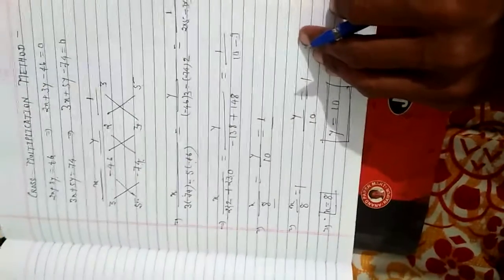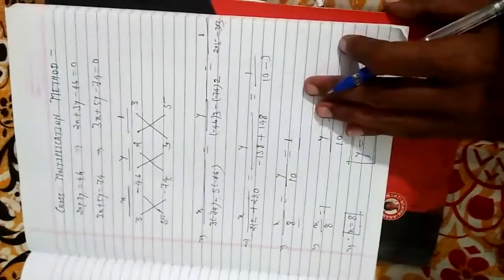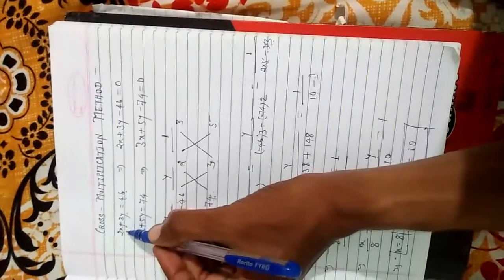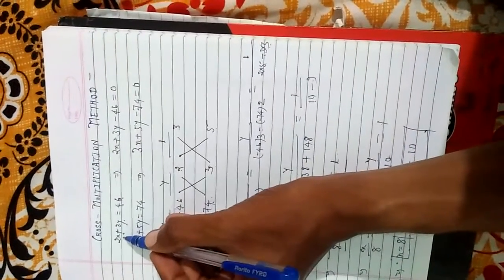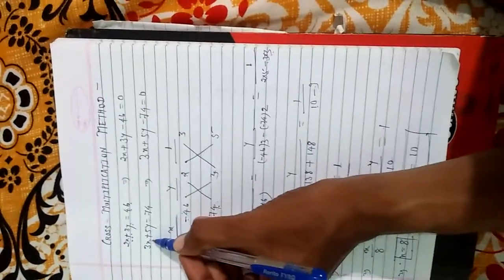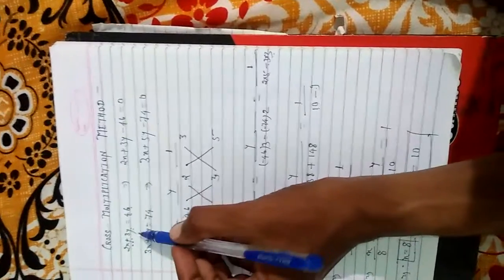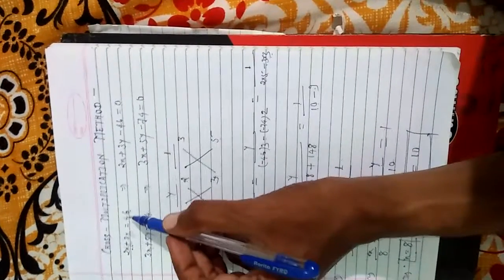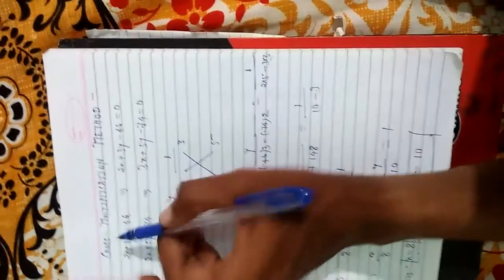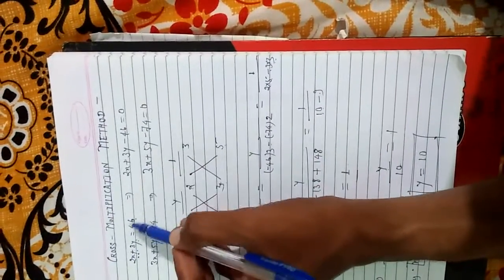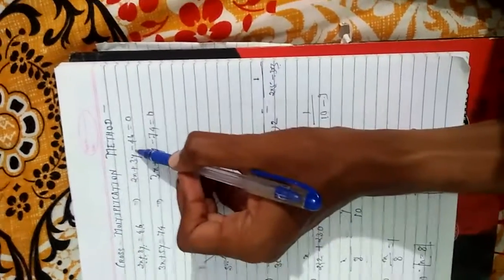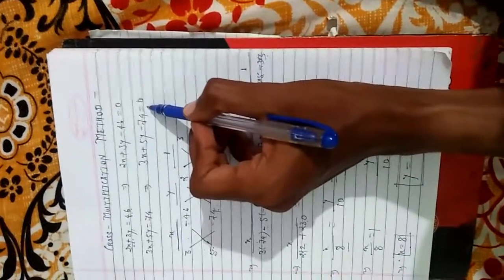Okay, let me explain this cross multiplication method once again. We are given the equations 2x plus 3y equals 46 and 3x plus 5y equals 74. First, if you want to solve by cross multiplication, we have to take all the terms on the left hand side, so 46 becomes minus 46, 74 becomes minus 74.